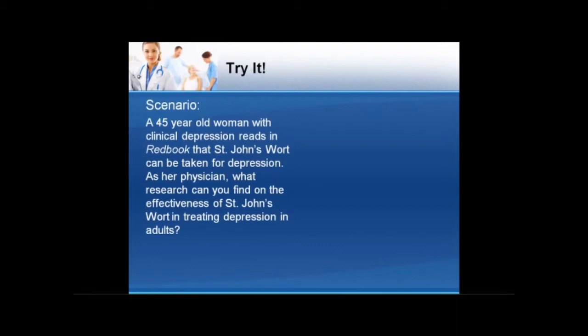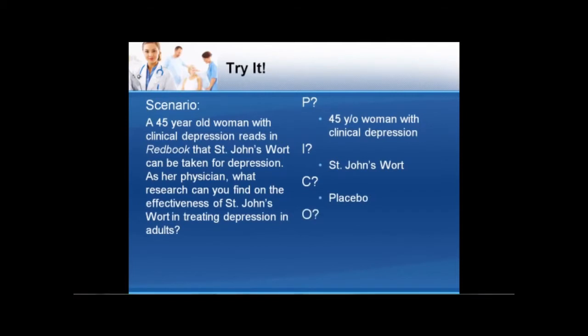Using PICO, let's identify the important concepts. First, who is the patient? The patient is a 45-year-old woman with clinical depression. Now, what intervention are you considering to treat her? St. John's wort. What is the comparison treatment? It is a placebo. What is the desired outcome? It is the efficacy in treatment of depression. Finally, what kind of clinical question is this? It is a therapy question.